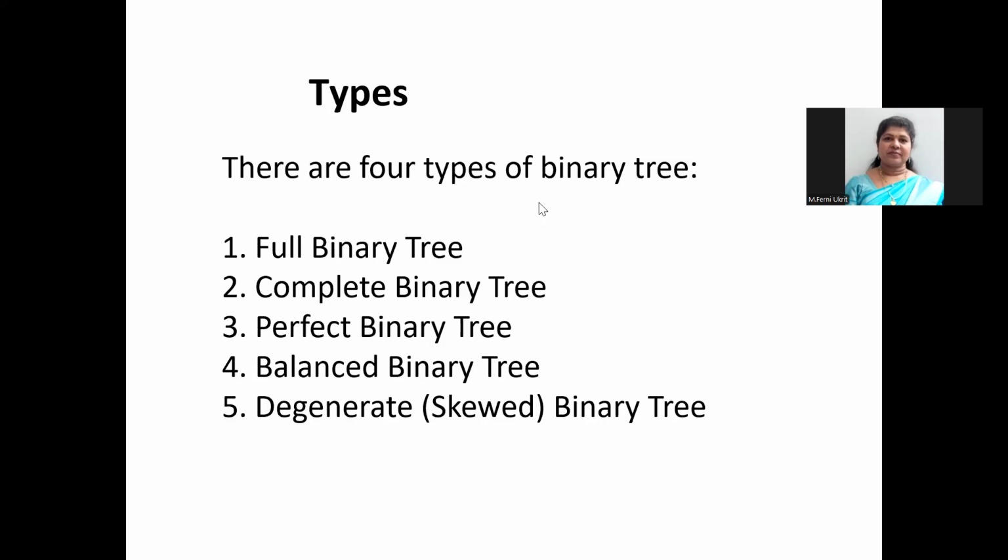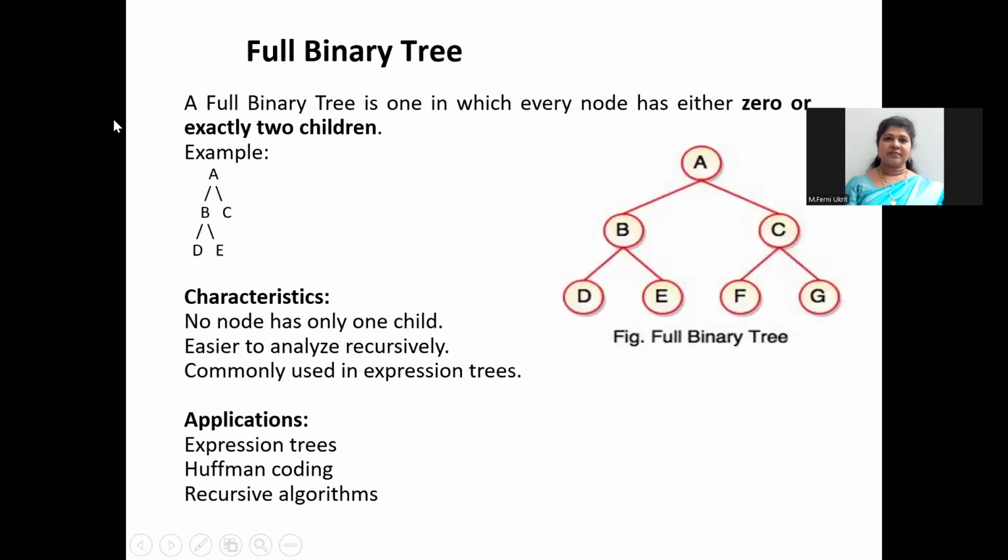And when I come to, there are types of binary tree. So that is full binary tree, complete binary tree, perfect binary tree, balanced binary tree, and skew tree. So first we will see about the full binary tree.